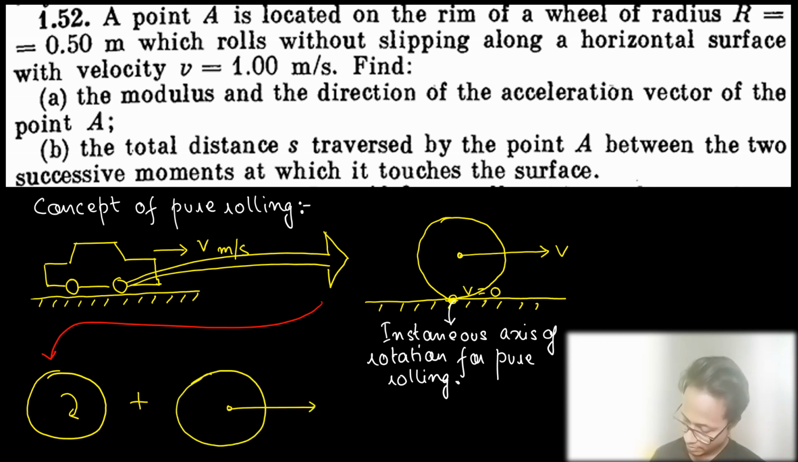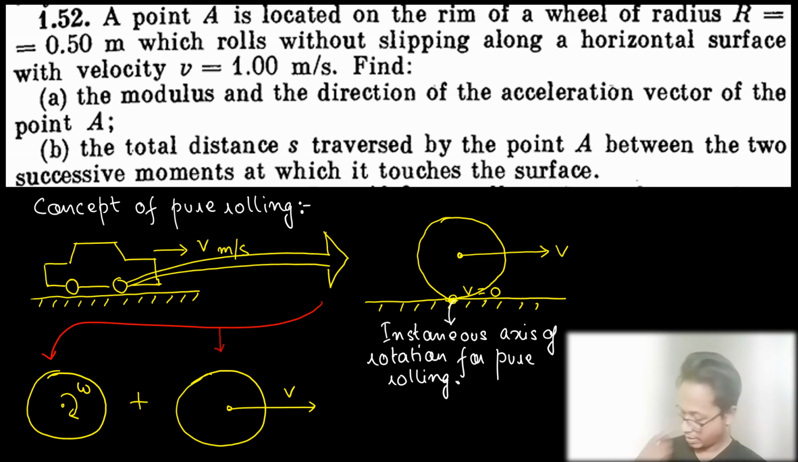Okay, so this rolling motion can be described as a combination of this rotating motion and this sliding motion, isn't it? Now suppose this was rotating with omega angular velocity and this was sliding with velocity v.